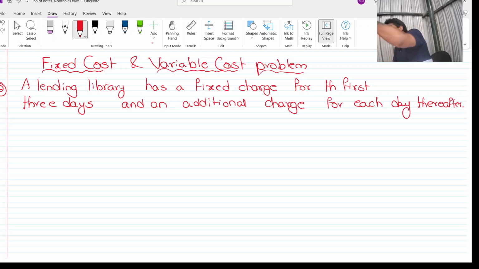30 rupees for the 3 days together. Listen, I said fixed charge for 3 days. How much? 30 rupees I said. And then 10 rupees per day I said. I took the book for 7 days. From 7, remove 3 days, because for 3 days how much money? 30 rupees or 3 into 30?